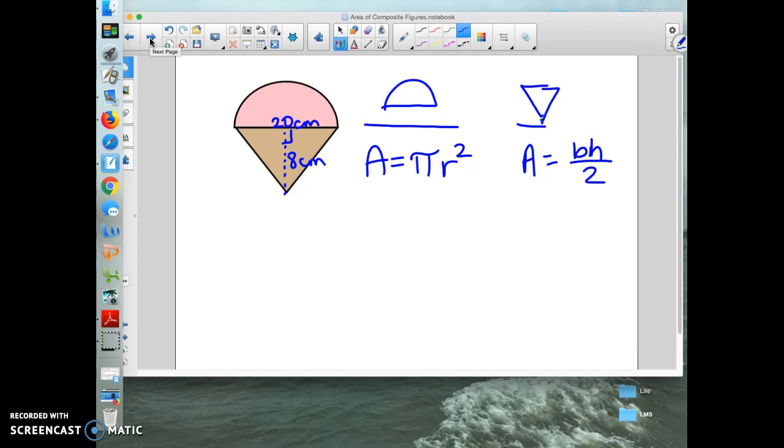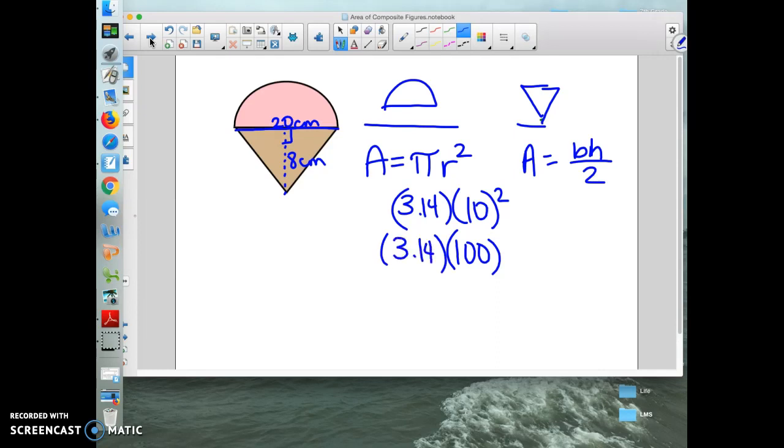Okay, so let's take this. For the circle, it's 3.14, and then we have to find the radius. Now, this right here is not a radius, that's a diameter. Radius is half of that, so we're going to plug in 10 for our radius. Then we do 10 to the second power, which is 100, times 3.14, which is pi. When you do 100 times 3.14, you will get 314.